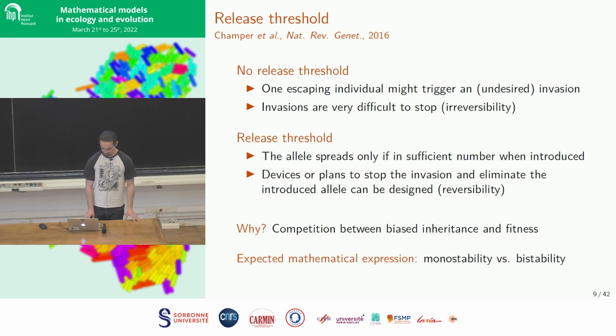Why would there be a release threshold? Because you have a competition between the biased inheritance due to the drive mechanism and the fitness cost.